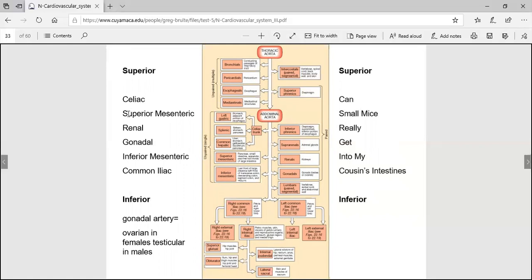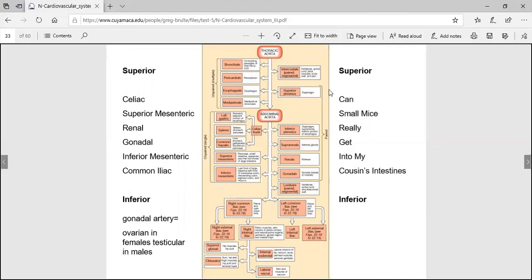And below that's the superior mesenteric. It courses through the mesenteries and goes into the upper part of your intestines. The renals, of course, go to the kidneys, one on each side. Gonadals are going to go to either testes or ovaries, right? The inferior mesenteric is going through the lower part of the intestines and feeding those, and then the common iliacs we talked about.